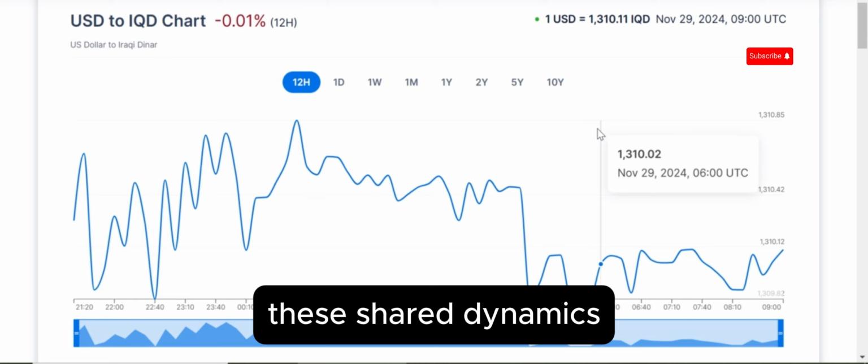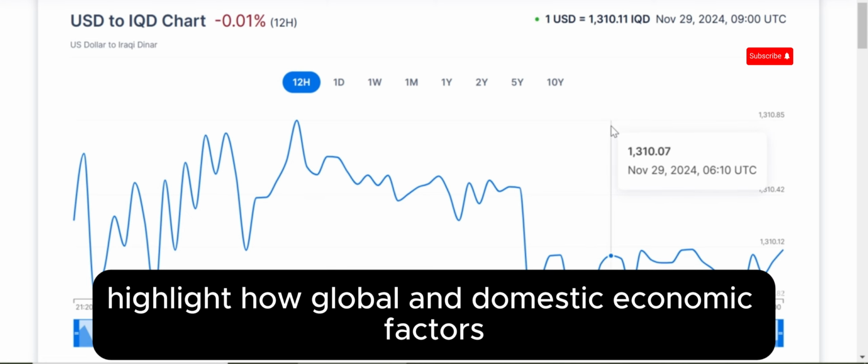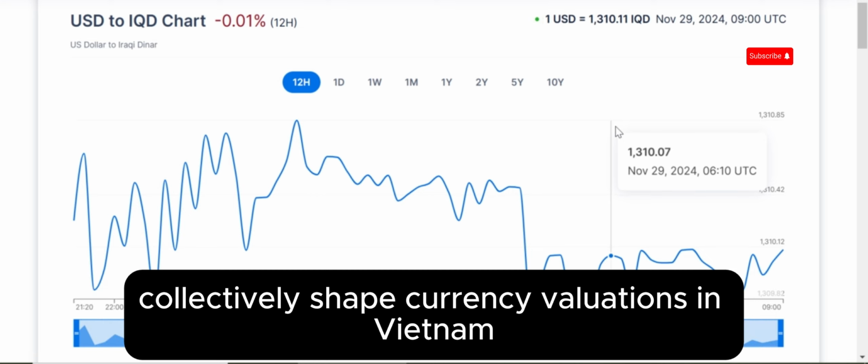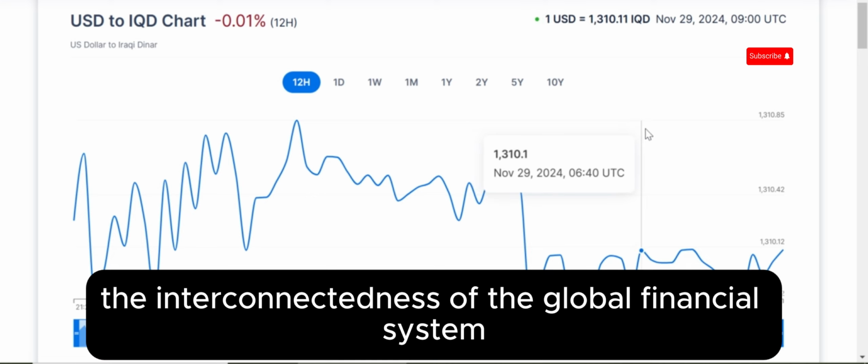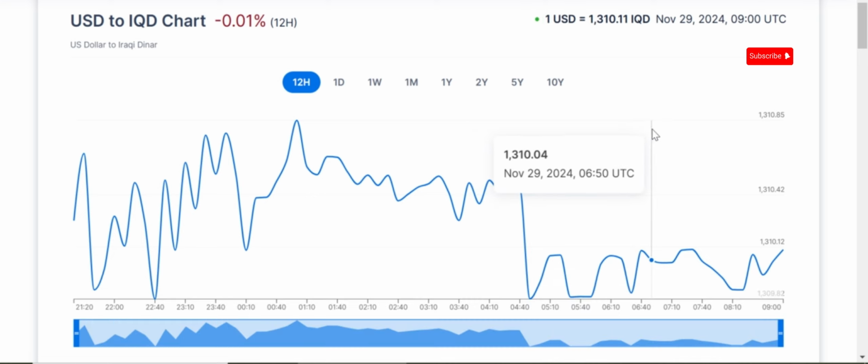These shared dynamics highlight how global and domestic economic factors collectively shape currency valuations in Vietnam, Iraq, and other economies, emphasizing the interconnectedness of the global financial system.